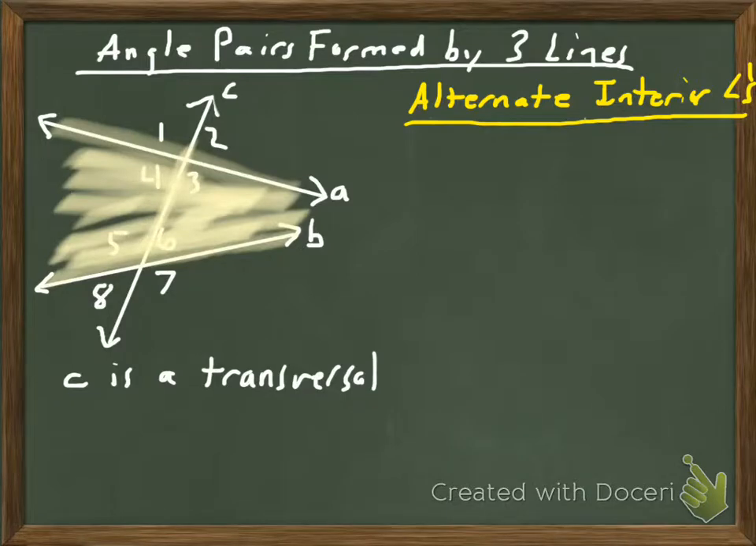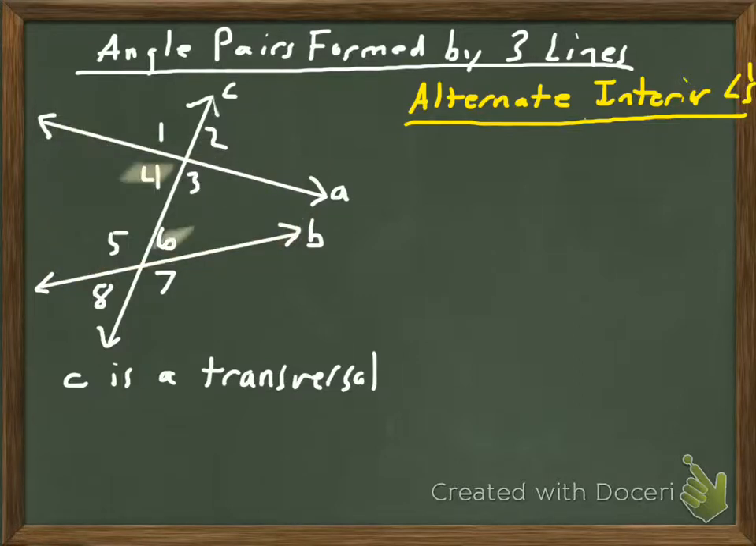Let me make this picture a little bit cleaner so I can show you that. Angle 4 and angle 6 are on the interior of the two lines being cut by the transversal, on alternate sides of the transversal. And there's only one more pair of angles that fits that description. The other two alternate interior angles have to be angles 3 and 5. Alright, so there's alternate interior angles. On to the next type of angle pair.